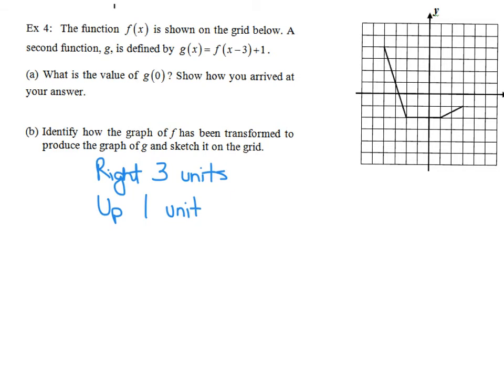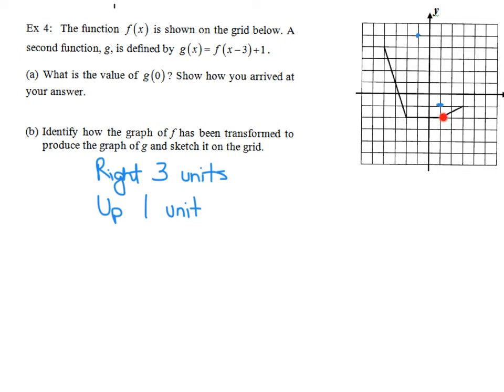So for example, let's take this point over here at the beginning of my function, and let's move that point over 3 units to the right and up 1 unit. So it translates over to here. Taking this point right here to the right 3 units and up 1 unit would go to here.